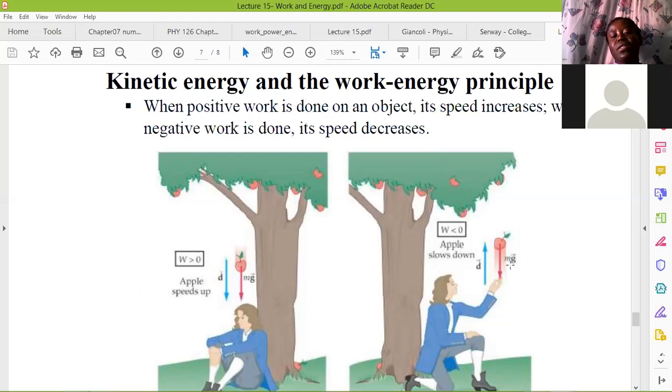While on this one, if you have a negative work done, you can see that the work done due to gravity is in the opposite direction of the displacement. The displacement is up while the force is going down. So here we see that the displacement is increasing, but the speed is decreasing. So the negative work done decreases the speed.